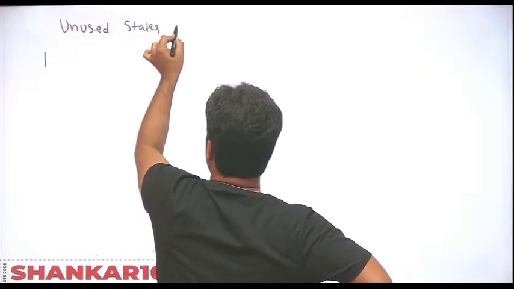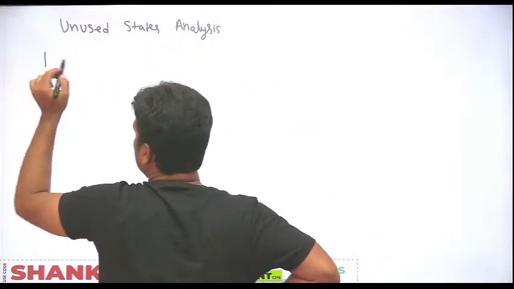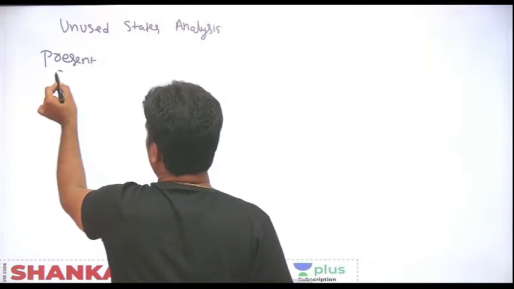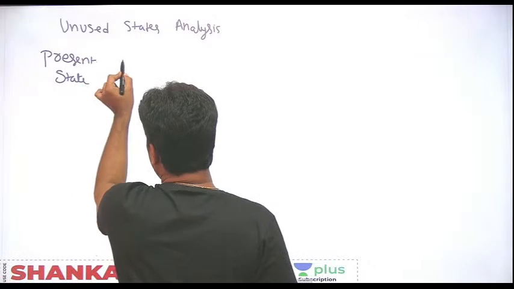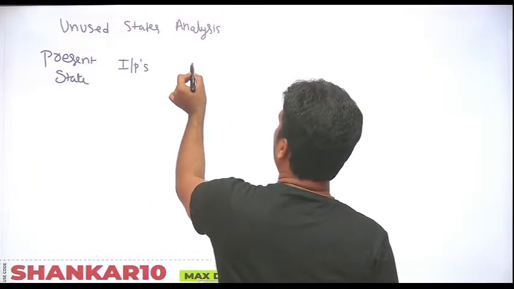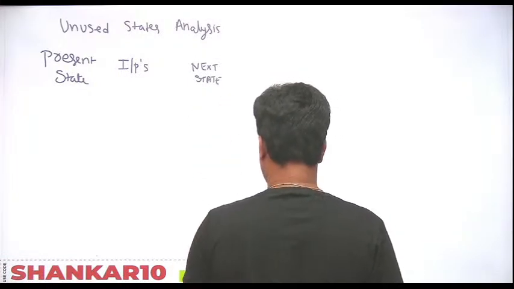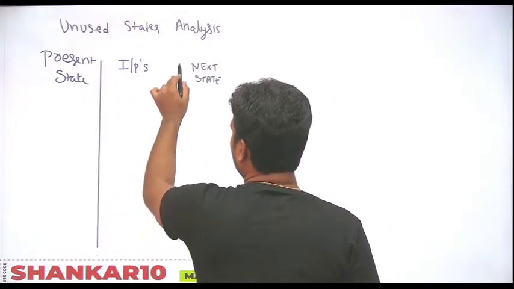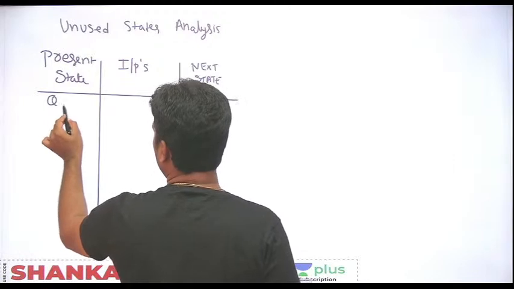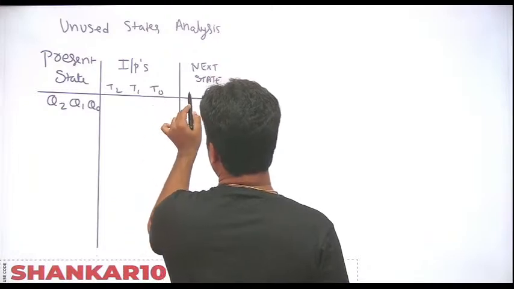Analysis. For design, I showed the process, present state, next state, and what are the inputs. For analysis, what is the process is, you should take a present state. Now, what are the inputs according to your design which is already completed? What will be the next state according to the truth table of your flip-flop? So Q2, Q1, Q0, T2, T1, T0, and again.